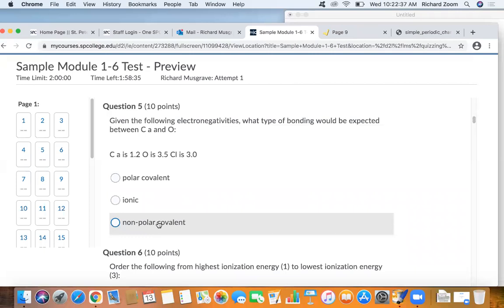Okay. All right. That's why I'm saying you need to be able to do this sample module 1 to 6 test closed book. And if you can do that and get 90% consistently, then I don't see how you can fail the real test. I just don't think it's possible. All right, any questions?